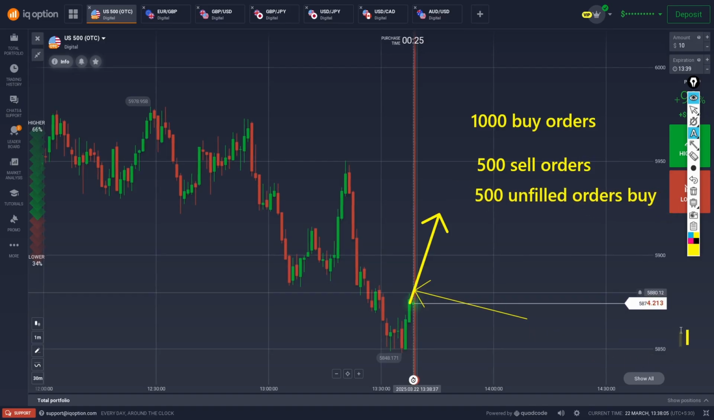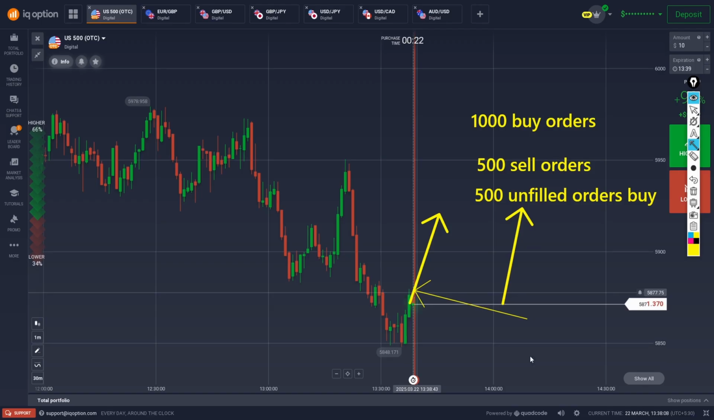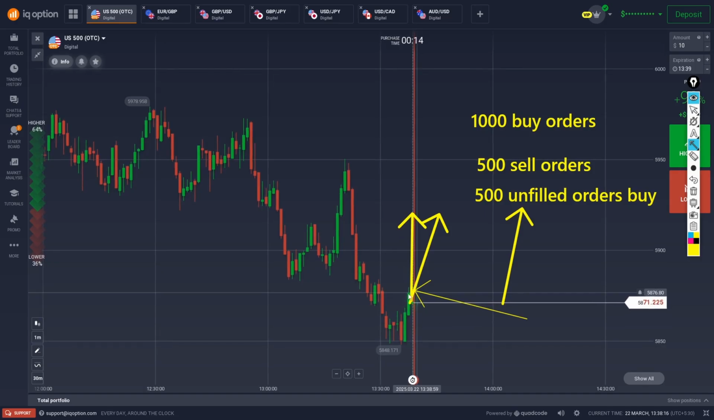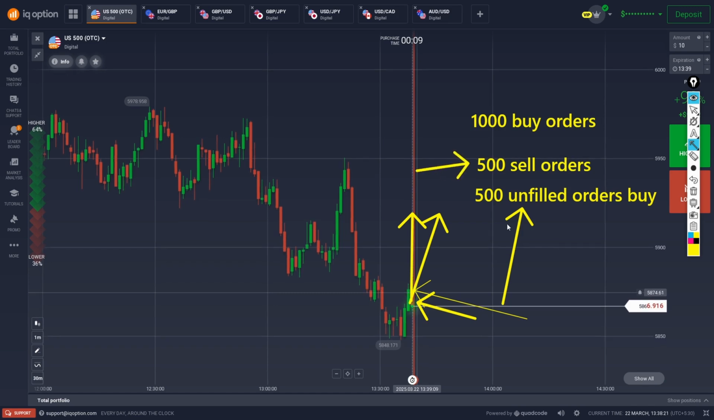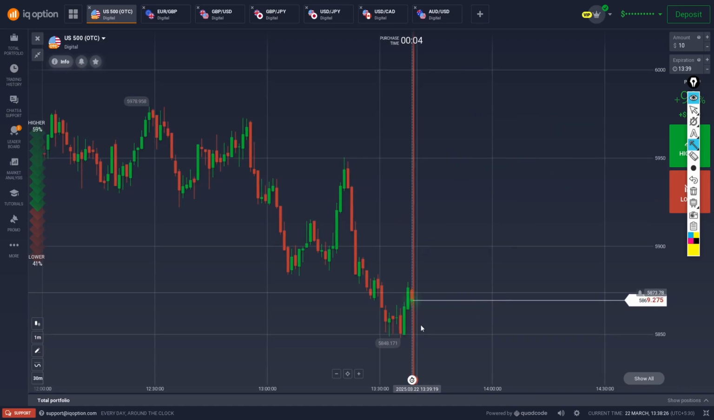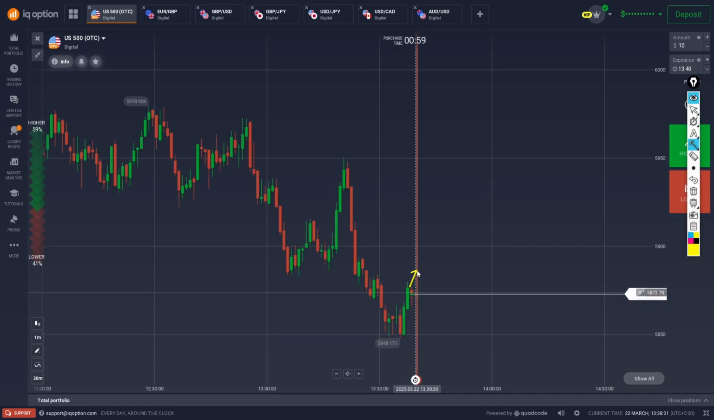To complete this target, the price will start moving in the upside direction because nobody is selling at this zone, and all these sell orders have been gone and the transaction has happened on this chart. So to fill the unfilled 500 buy orders, the price will start moving in the upside direction, and until these 500 buy orders get filled, the price won't reverse.